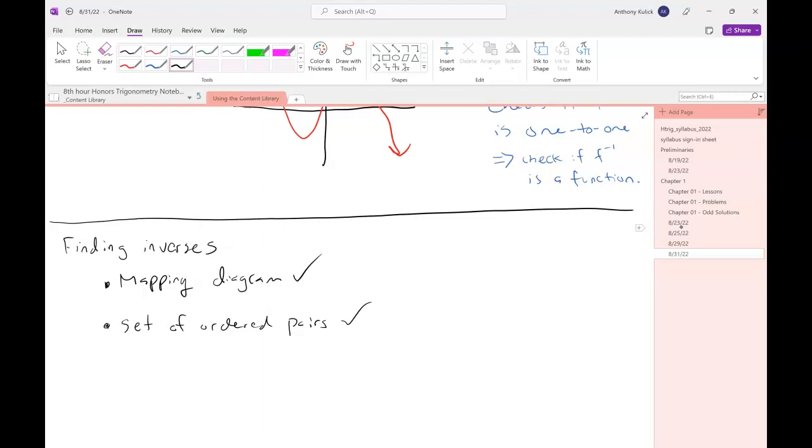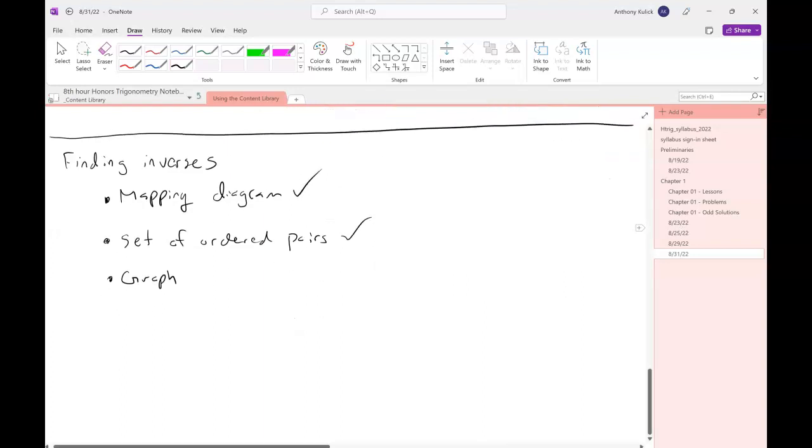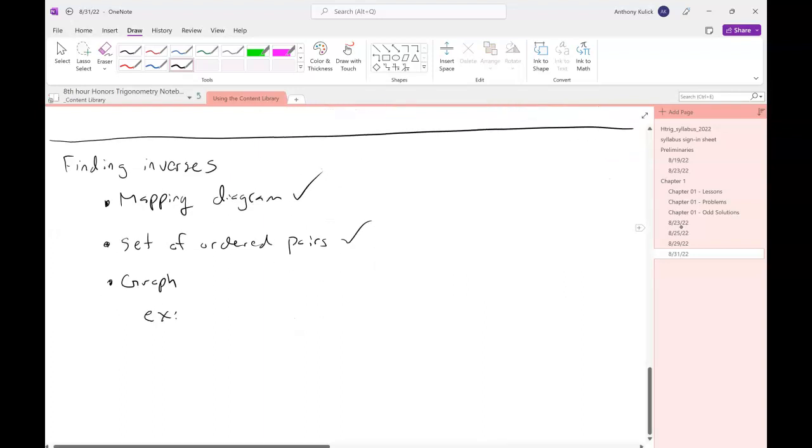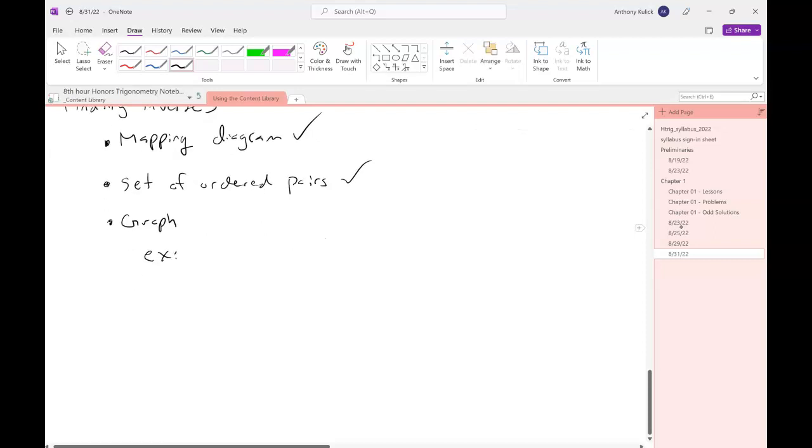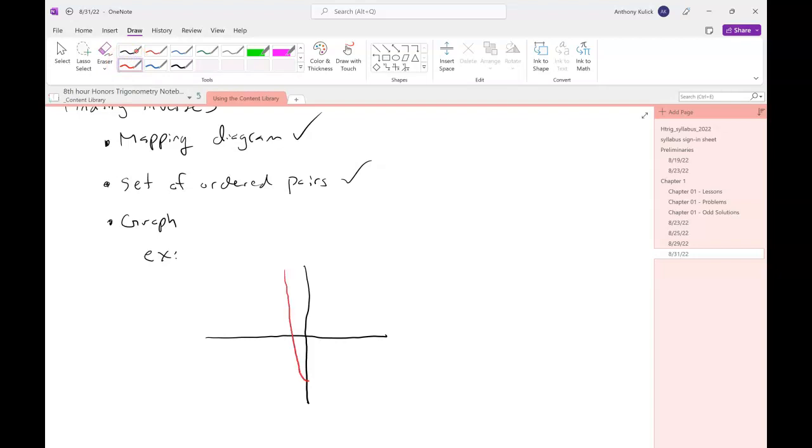What we haven't talked about yet is graph and then equation, right? So let's do an example with a graph, and then we'll do some examples with the equation, because that's the one that gets a little bit more varied, and I think is maybe a little bit trickier.